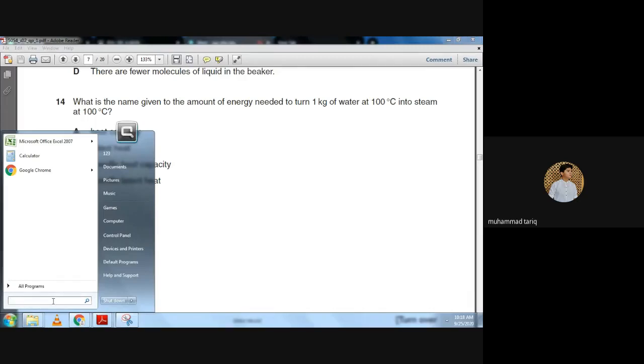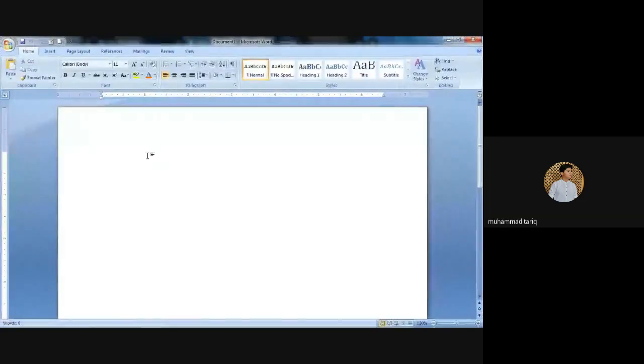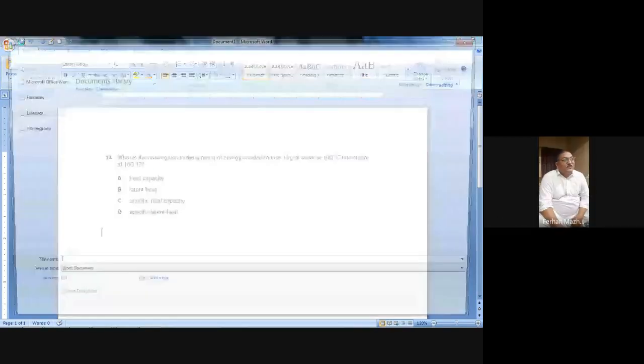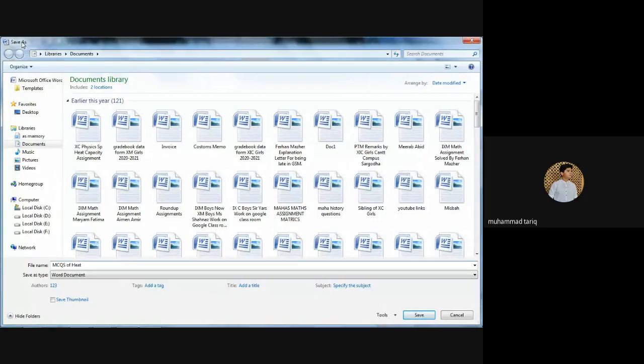Sir, one question: if they had asked what is the name given to the amount of energy needed to turn water, only water, and did not say 1 kg, then we would use only latent heat. You are right, yes. If they do not specify the mass, we say latent heat. The word specific latent heat is used when there is just 1 kg of water or just 1 gram of water. Otherwise, no. Sir, there was 1 kg of water. There was 1 kg. That's why I'm saying it's specific latent heat. You understand? Yes, sir.